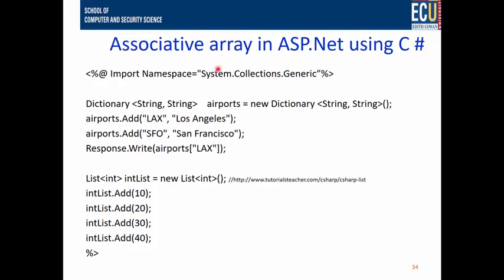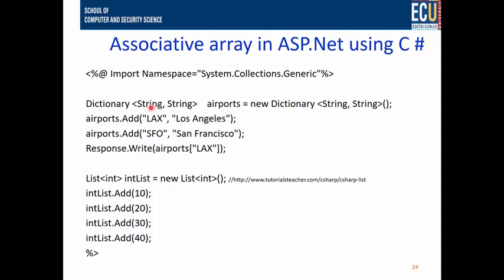In ASP.NET also, associative arrays are available. This is the namespace which provides some collection classes that you can use to store objects. Dictionary is one class, and you can create a new dictionary and then add items to that dictionary. What the dictionary does, this is a basic class, and it takes into account key value pairs.